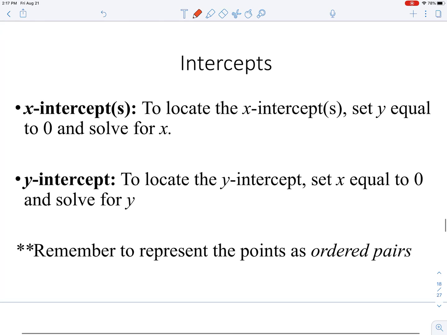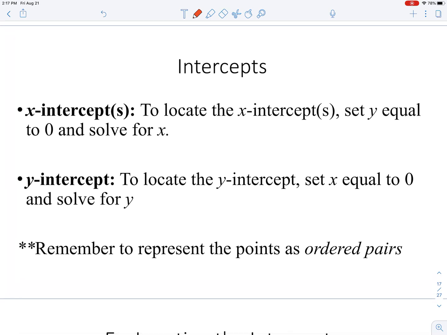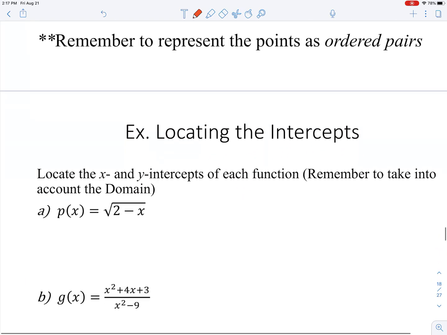Okay, it can be helpful to find the intercepts of a function. So I'm referring to the x-intercepts as well as the y-intercepts. X-intercepts, remember, you set y equal to 0 and solve for x. Y-intercepts, you set x equal to 0 and solve for y. And then remember to pay attention to what a question is asking for. So if you're being asked for the x and y intercepts, they're asking you for points, and you need to represent points as ordered pairs, so x comma y.